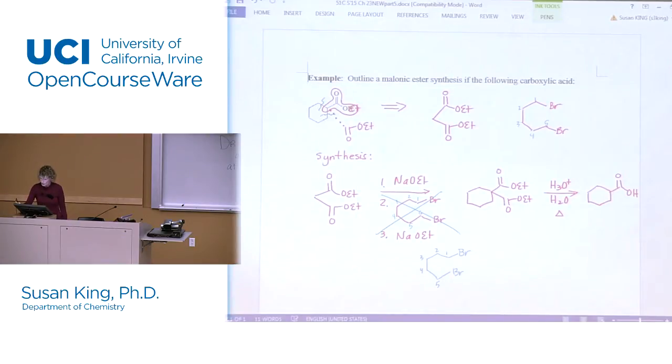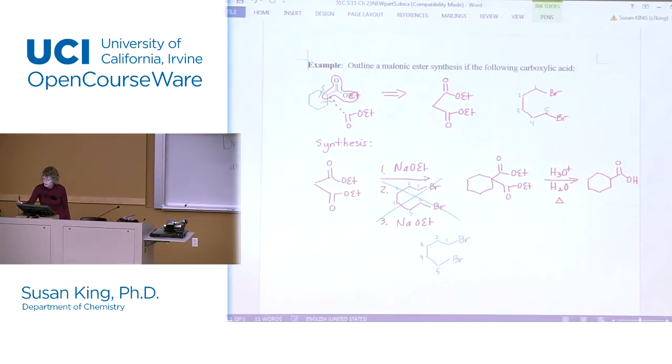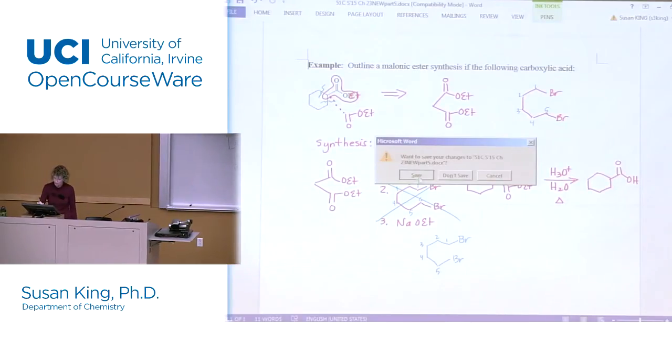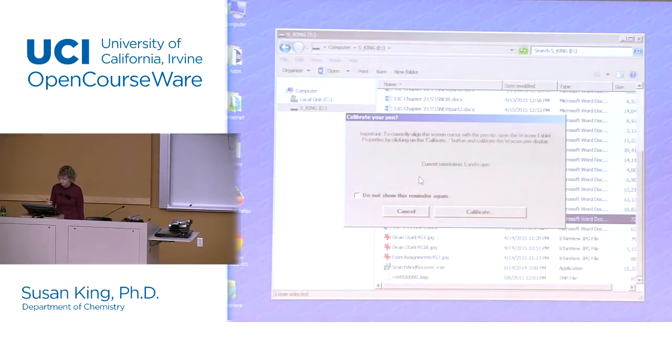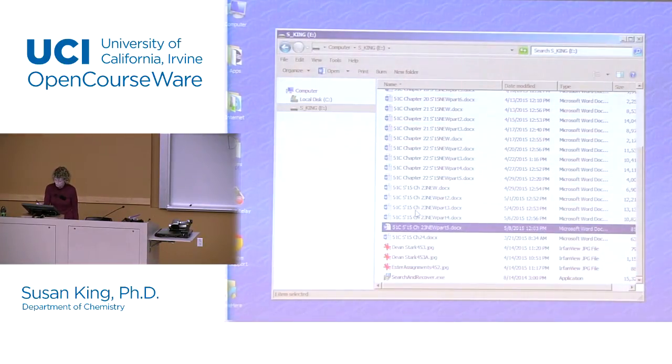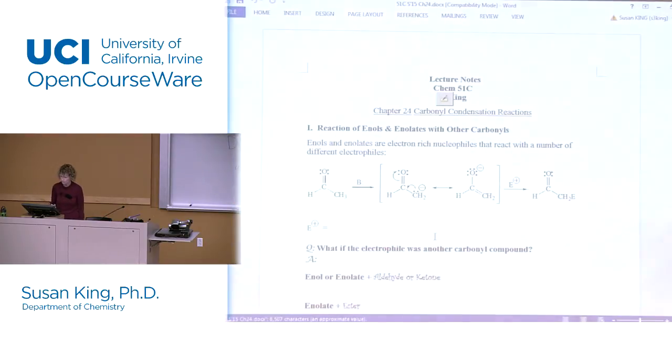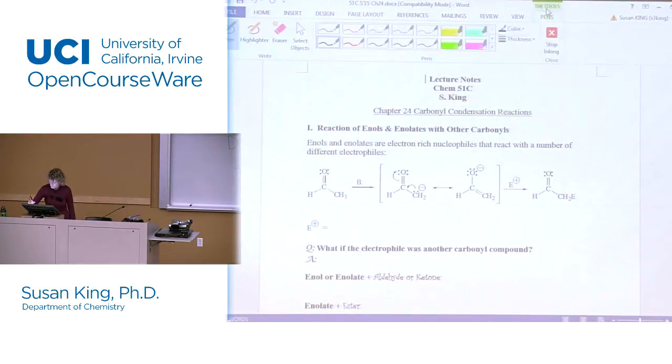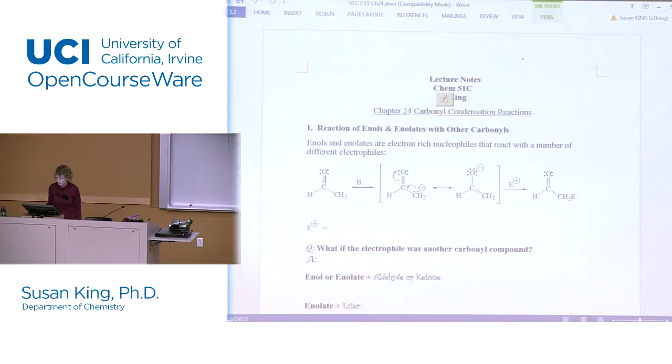All right, we're going to start chapter 24. We're going to learn about the Aldol condensation and the Claisen condensation. We're going to start with the Aldol first, but let me just introduce the idea behind this chapter.